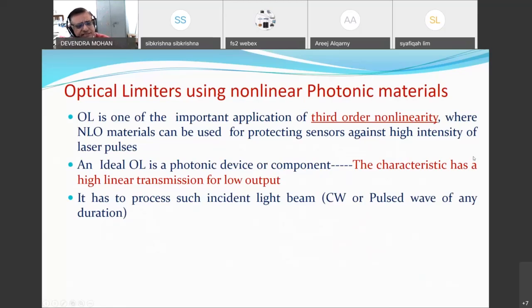So my application of today's talk is towards optical limiters using nonlinear photonic materials. Optical limiter is one of the important applications of third order nonlinearity. The background I was making for nonlinear optics was because in optical limiters we are using the application of third order nonlinearity, where such materials can be used for protecting sensors against high intensity laser sources. So an ideal optical limiter is a photonic device or a component, the characteristic of which is high linear transmission for low input. So it has to process the incident light beam. It should work with either continuous wave or pulse wave of any duration.